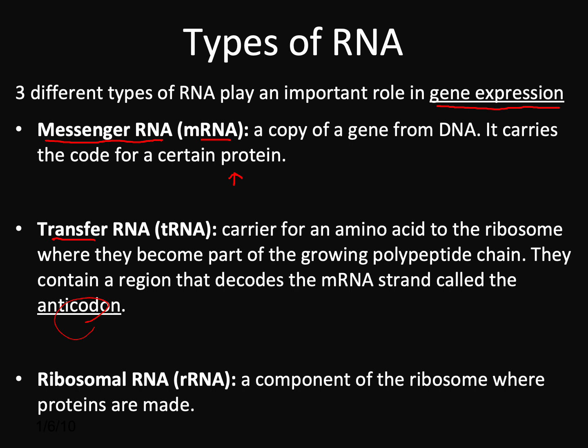And then ribosomal RNA or rRNA. This is the easy one. This is just a component of the ribosome. So the ribosome is not made completely of protein. It also has this ribosomal RNA region.